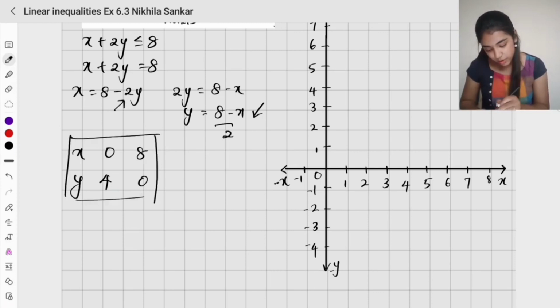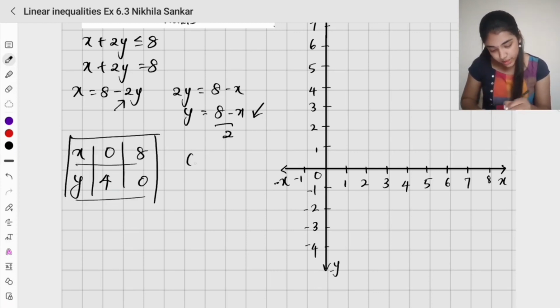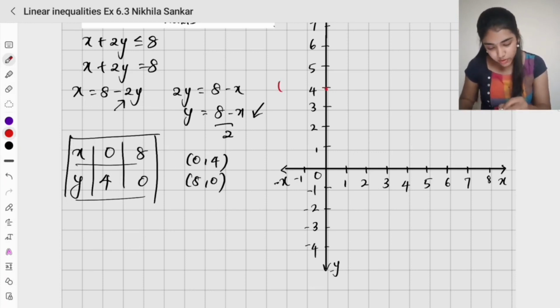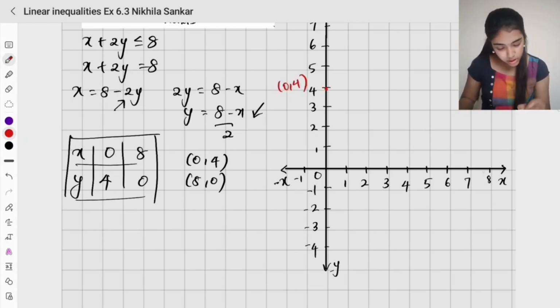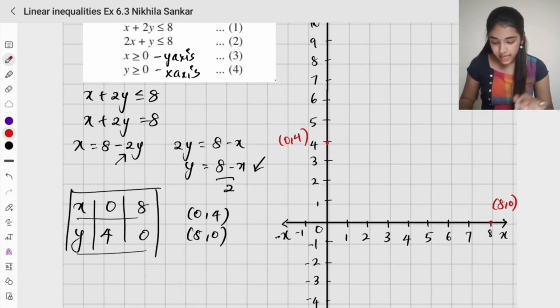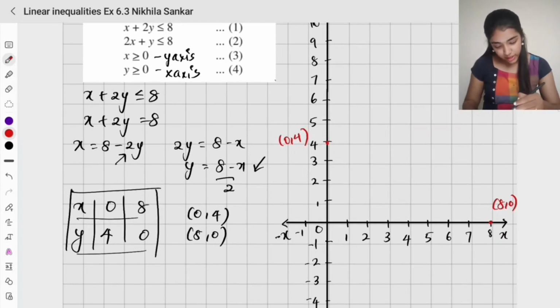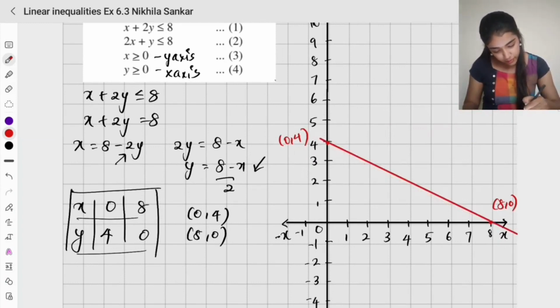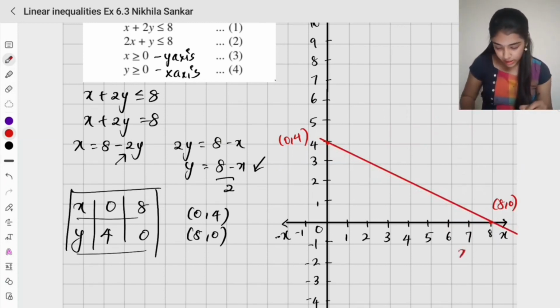So this is my tabular column. So என்னென்ன solutions? 0, 4, and 8 comma 0. So first let me plot this 0 comma 4. So this is 0 comma 4. இதுக்கு 8 comma 0. 8 comma 0. There is slack inequality. அதனால direct straight line வரையலாம். So I'll draw this. So this line is going to be x plus 2y equals 8.